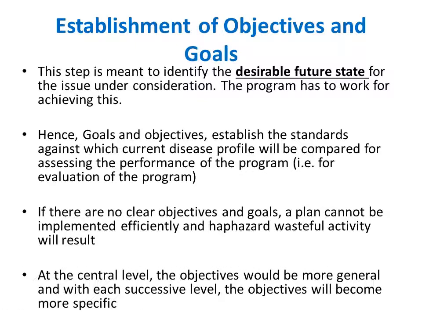These objectives are more general at the central level. For example, at the central level of the organization, we'll say, I want to live in a society which is free from poverty. But as the level decreases, the objectives become more specific. At ground level, we will strive for achieving a poverty level of maximum 5%.